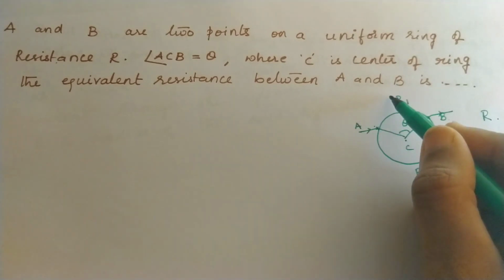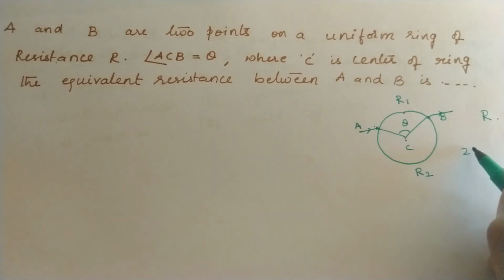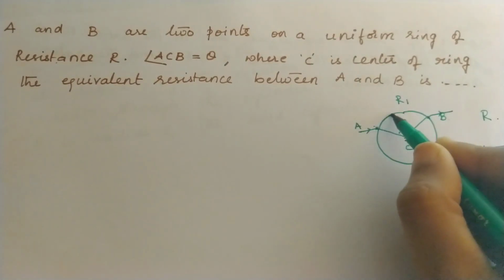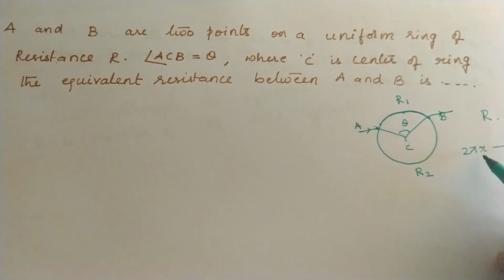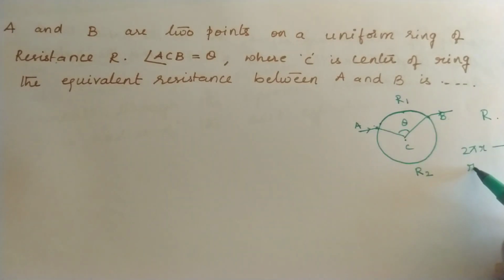Since resistance is proportional to length, a wire of length 2 pi r has a resistance capital R. What is the length of this arc? We can write the length of the arc as r into theta. An arc of length r theta will have a resistance R1.